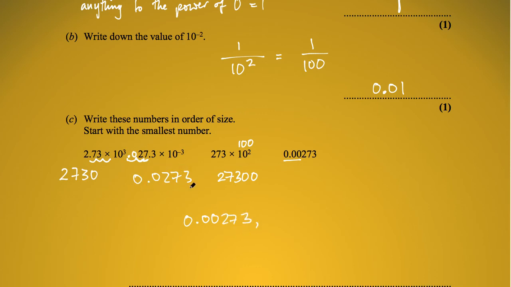Next smallest is this one, 27.3 times 10 to the minus 3. Then we've got this one, 2,730, which is written as 2.73 times 10 cubed. And finally, this one is the biggest, 273 times by 10 squared. Starting with the smallest, those are all those numbers. Notice how I haven't written the versions that I wrote down here. They were just to help me. What I've written out is the numbers as they are printed in the question.